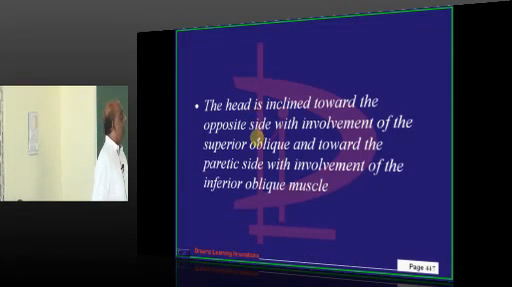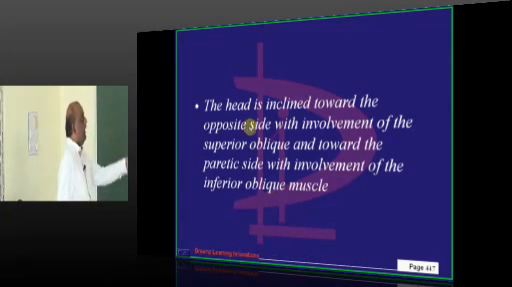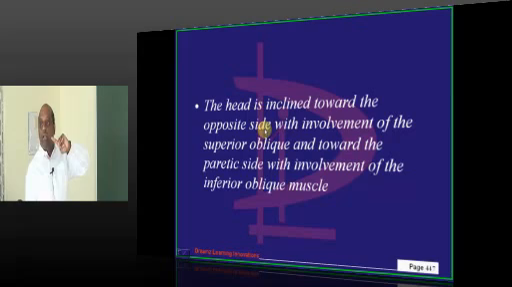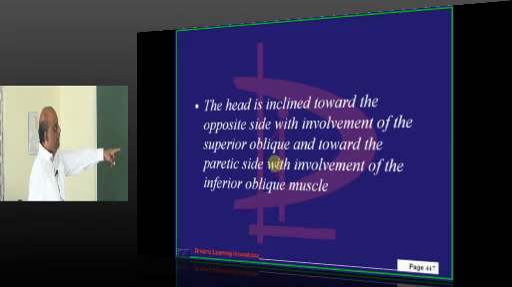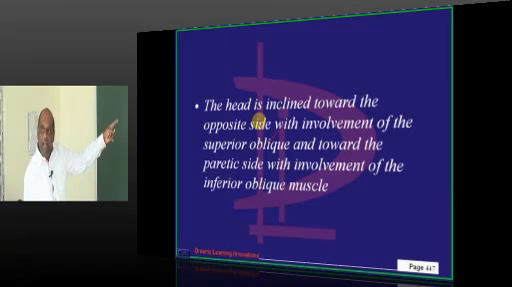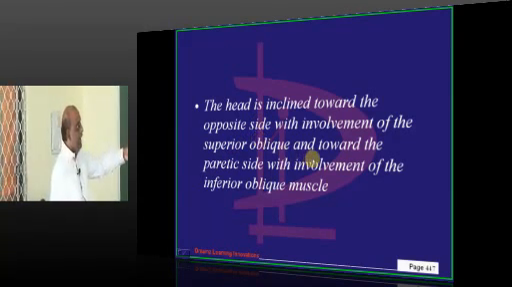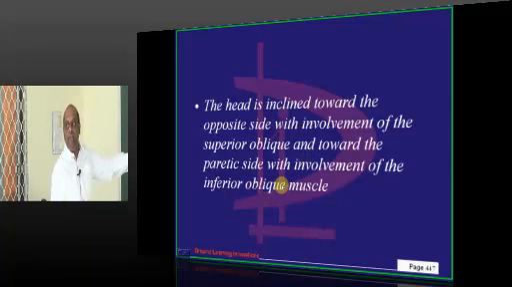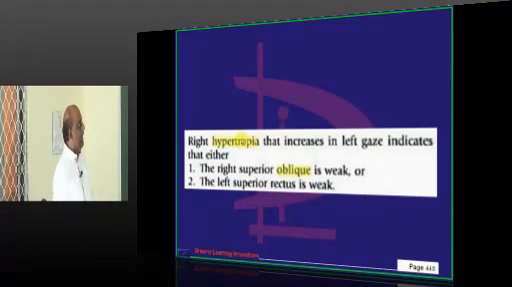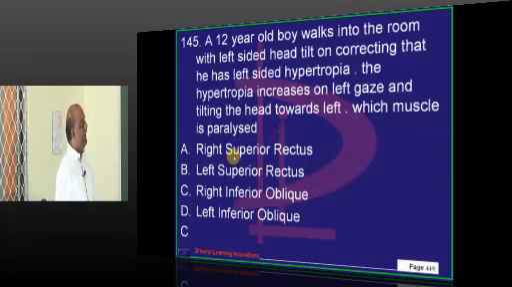Now, if you take inferior oblique, the head typically is inclined towards the opposite side if it is superior oblique. It is towards the paretic side with involvement of the inferior oblique. The other rules are all written over there.